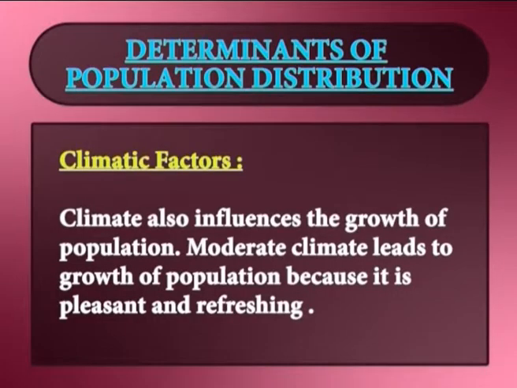Climatic factors. Climate also influences the growth of population. Moderate climate leads to growth of population because it is pleasant and refreshing. In these regions, mostly more people are attracted. On the other hand, people would not like to live in too hot and too cold climates. This is the reason why deserts are sparsely populated, because of extreme climates.